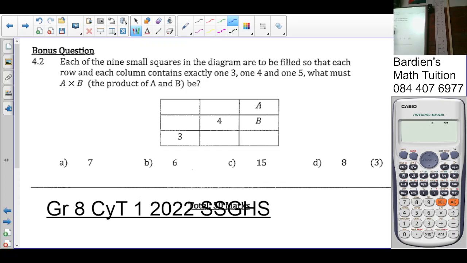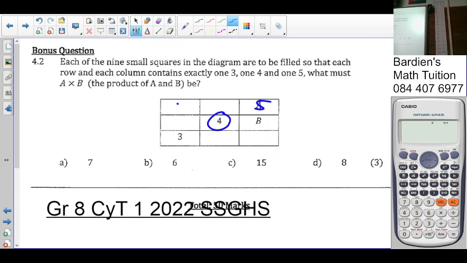If you go 3, 4, then here must be a 5. Not so? Can I put a 5 here? No. Why? Because there's a 5 here already. Can I put a 3 here? No. Why? There's a 3 already. So this must be a 4. But there's a 4 here already.